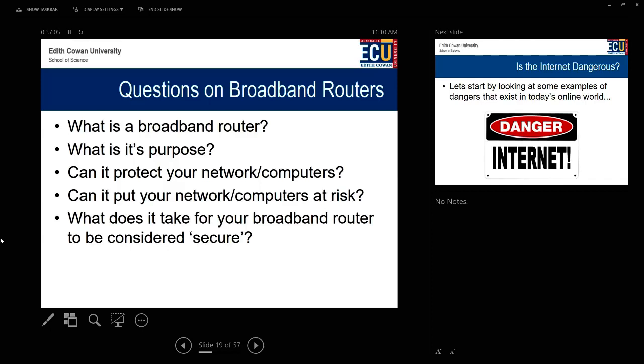What about the 4th bullet? Can it put your network or computers at risk? Yes, it has the potential. Online banking, medical tests, tax returns, everything is coming through that router. If that router is not secure, everything is open to anyone.